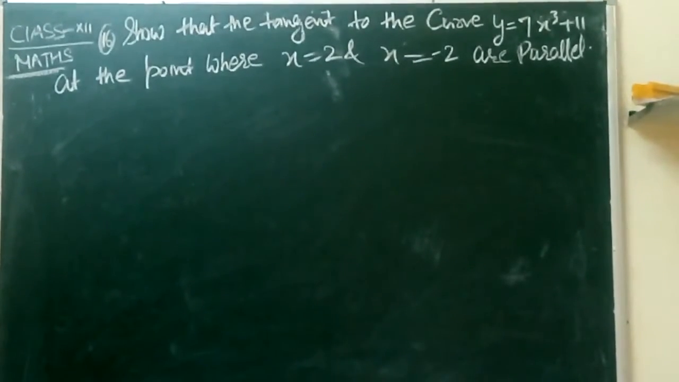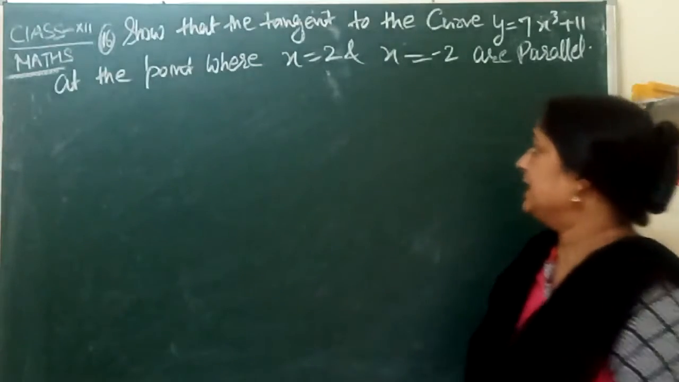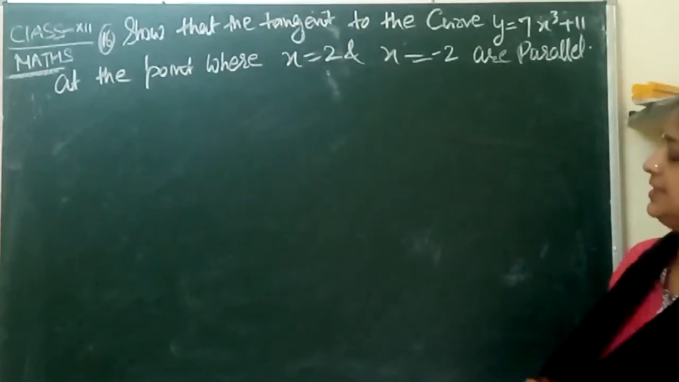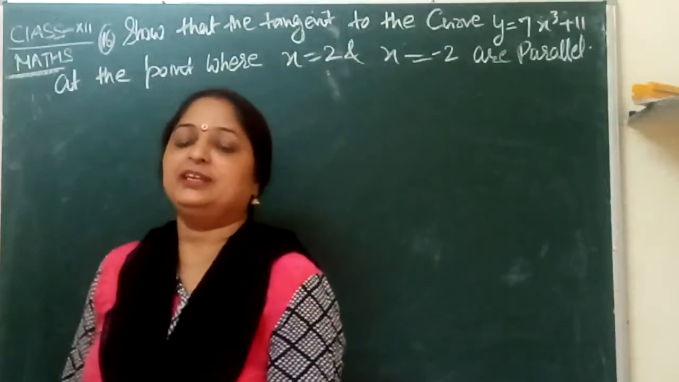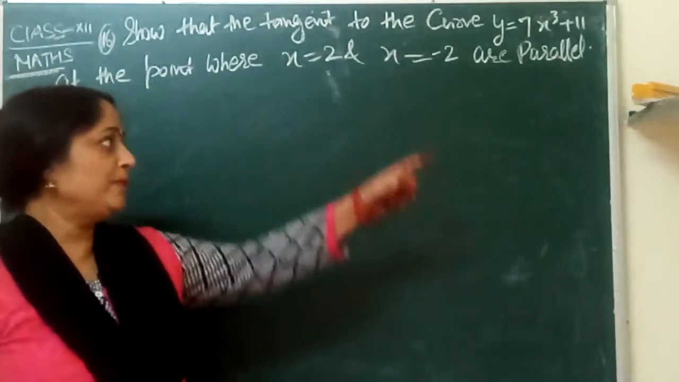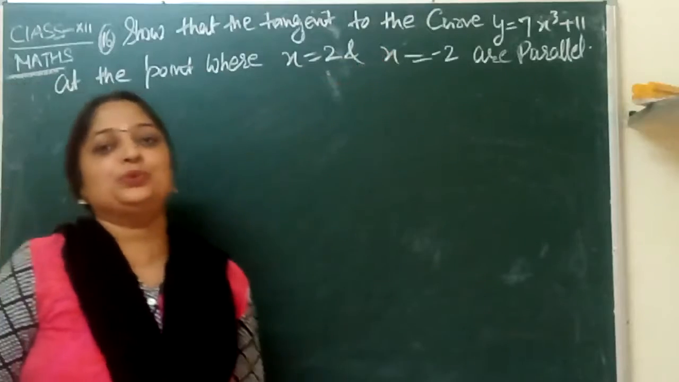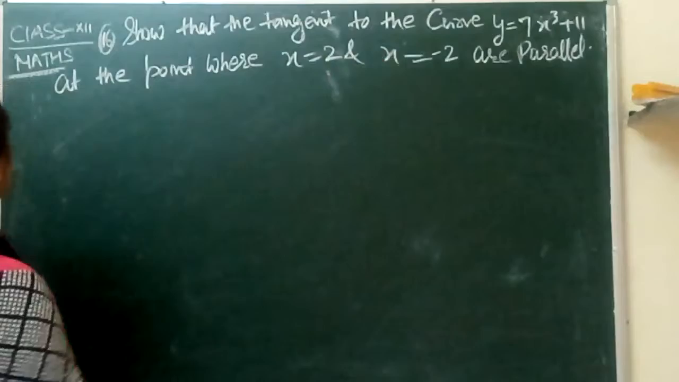Now in question number 16, show that the tangents to the curve y is equal to 7x cube plus 11 at the points x equal to 2 and x equal to minus 2 are parallel. The equation of the curve is given, and you have to show that the slopes of tangent at the points x equal to 2 and x equal to minus 2 are parallel. Now let us prove it.